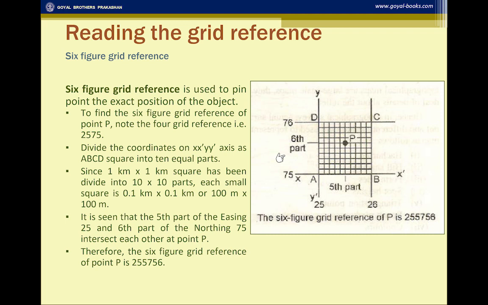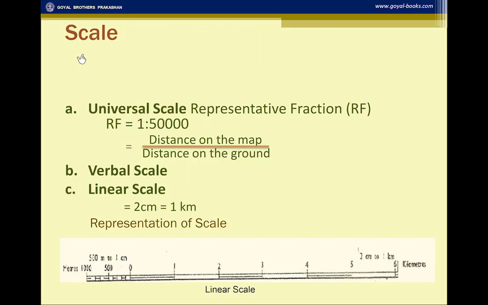So it shows the easting and northing into half and half, showing the 5th part of each. And then looking at the point of which you have to find out the 6-figure grid reference, you can calculate according to the 4-figure grid reference. For example, here it is 255 and 756.